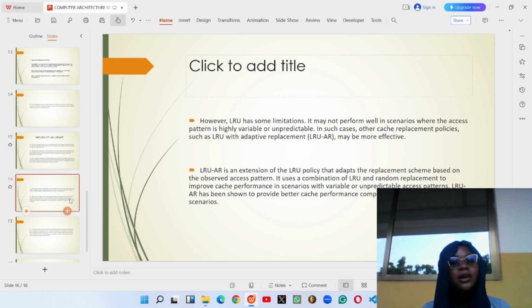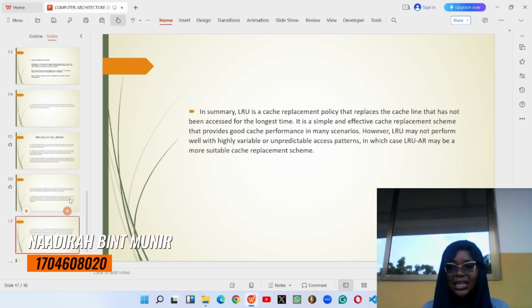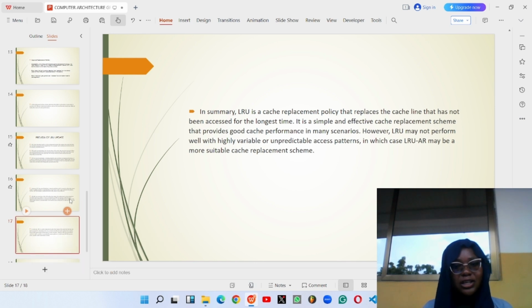LRU-AR is an extension of the LRU policy that adapts the replacement scheme based on the observed access pattern. It uses a combination of LRU and random replacement to improve cache performance in scenarios with variable or unpredictable access patterns. LRU-AR has been shown to provide better cache performance compared to the traditional LRU in such scenarios. In summary, LRU is a cache replacement policy that replaces the cache line that has not been accessed for the longest time. It is a simple and effective cache replacement scheme that provides good cache performance in many scenarios. However, LRU may not perform well with highly variable or unpredictable access patterns, in which case LRU-AR may be more suitable.